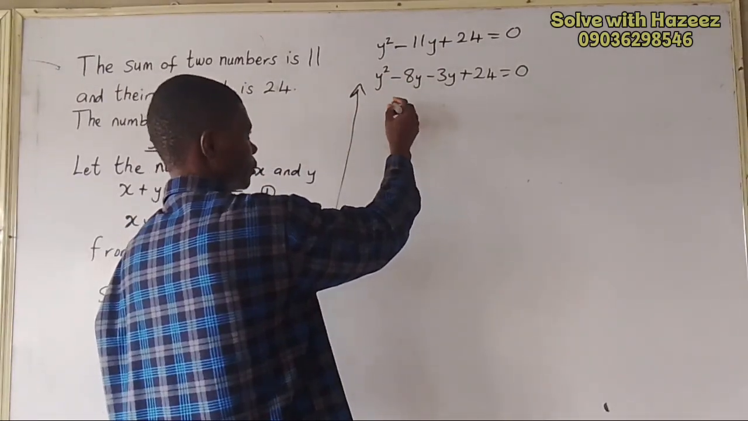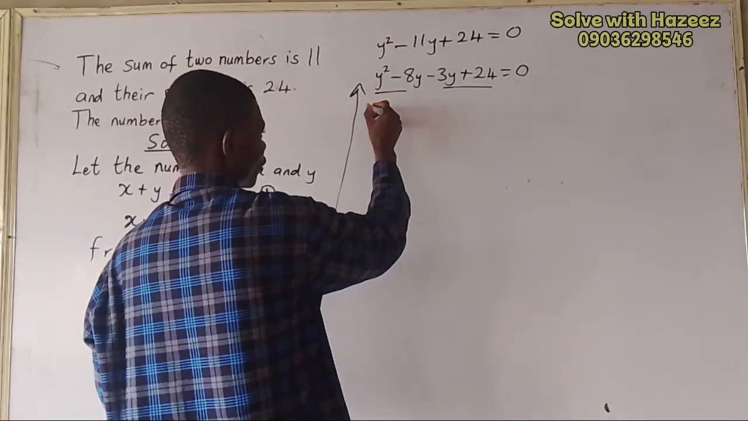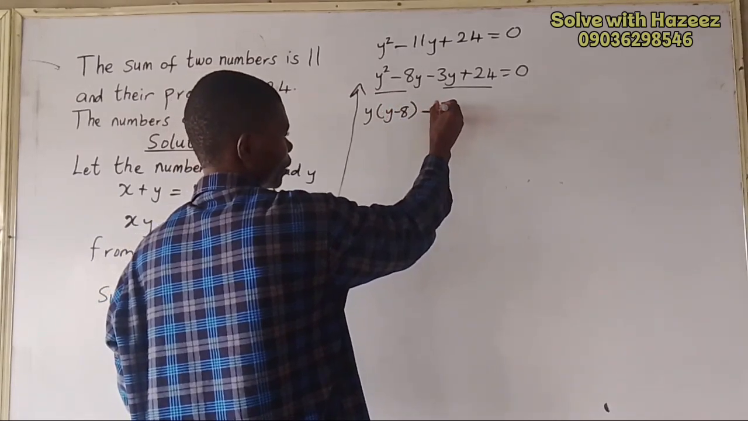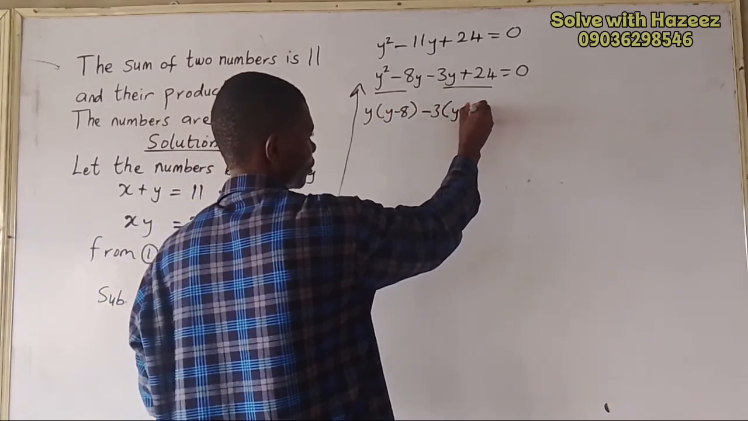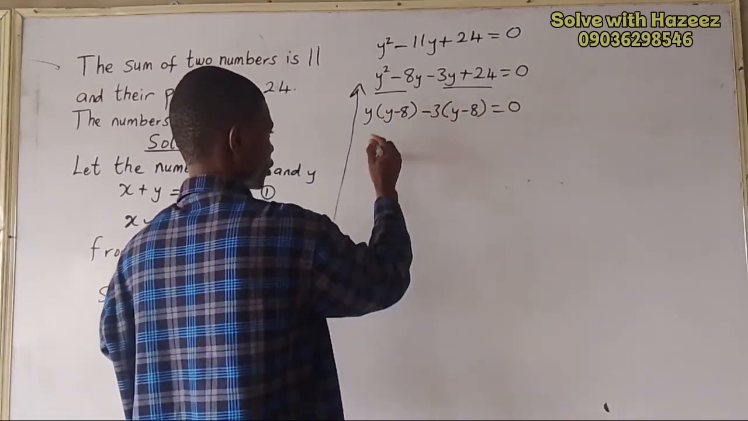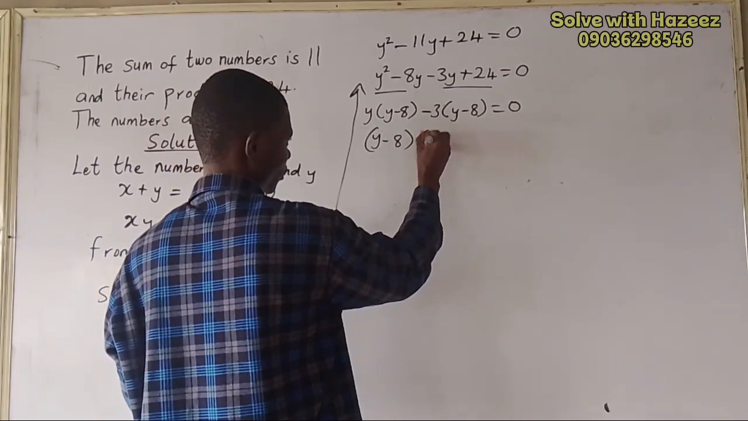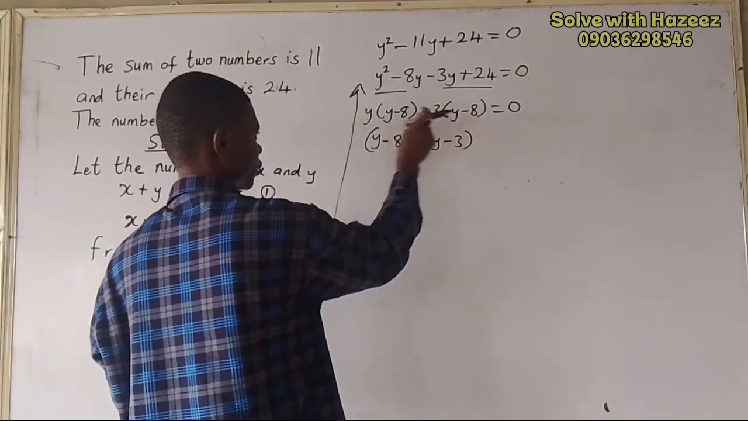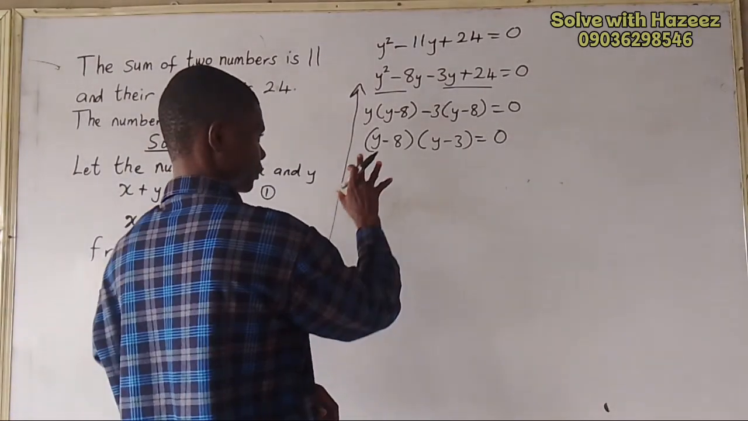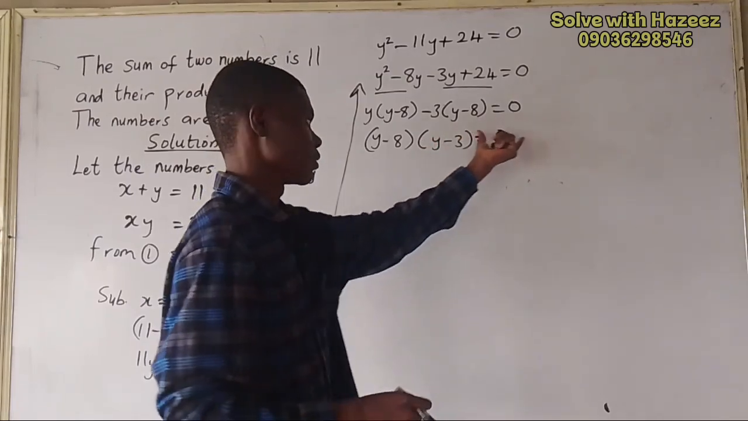So let's factorize. Since we have 4 terms, we group them into 2's. So we have y open bracket, y is common, we are left with y minus 8, minus 3 open bracket, y minus 8 is equals to 0. We have y minus 8 common, we pick 1, then open bracket, y minus 3, the value we have factorized out, and this is going to be 0. So now the product of y minus 8 and y minus 3 is equals to 0.